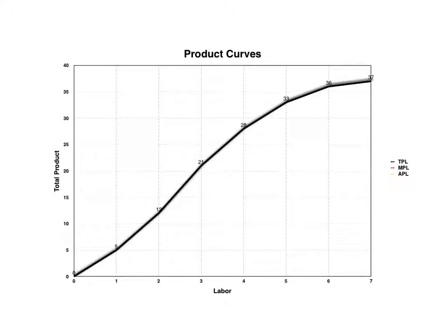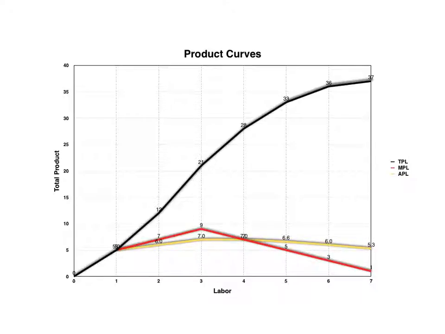We'll look at the total product curve. This is simply 0 workers, 0 cups are produced. At 1 worker it's 5, at 2 workers it's 12, 21, 28, 33, 36, and 37. And here's our marginal product curve. Notice that it's increasing at first up to the third worker, and then it's decreasing after that. And again, the gains from specialization from 1 to 3 workers, and then diminishing marginal product of labor beyond the third worker. And then the average product of labor is increasing at first, and then decreasing.